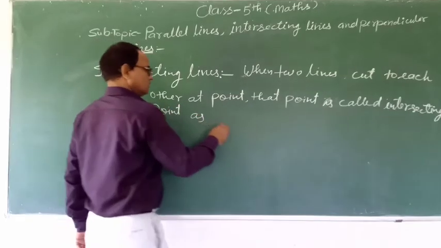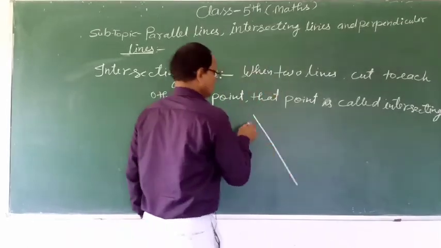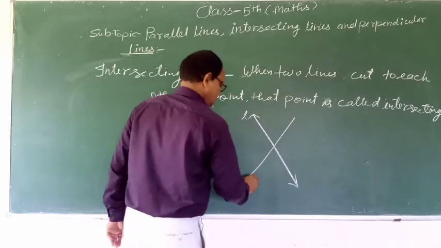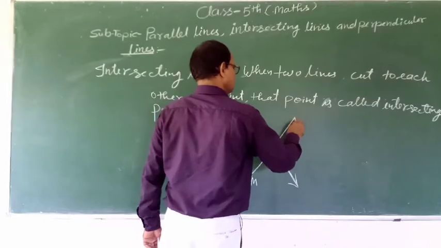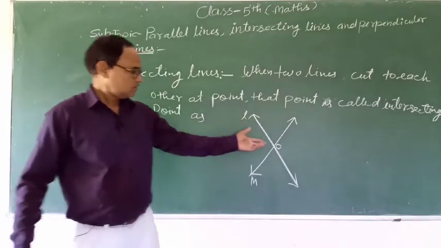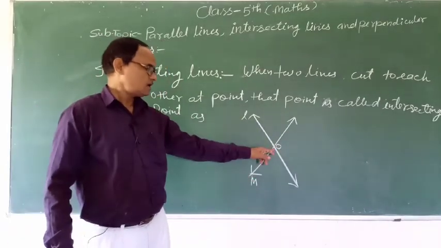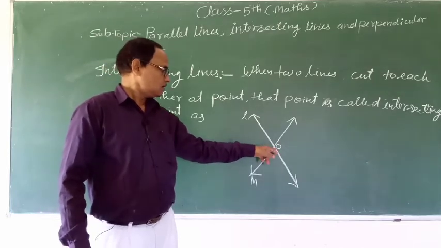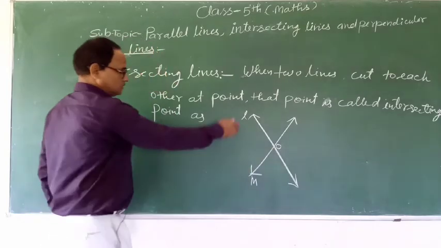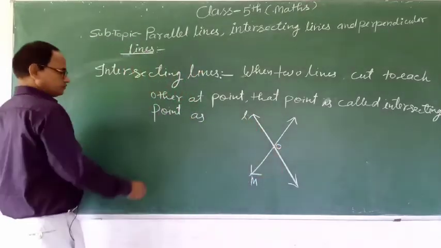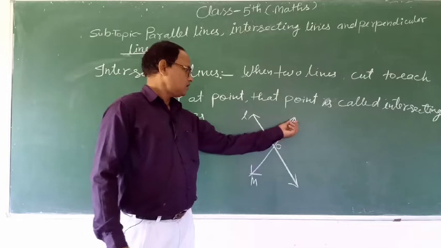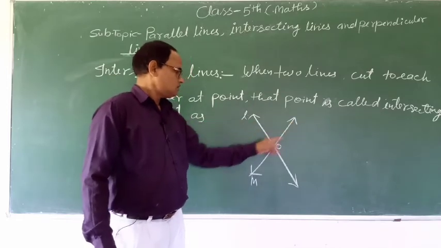Here a line L and another line M intersect or cut at a point O. These lines cut at a point O. The cutting point O is known as the intersecting point of these two lines. Okay, students, so O is the intersecting point of the two lines.